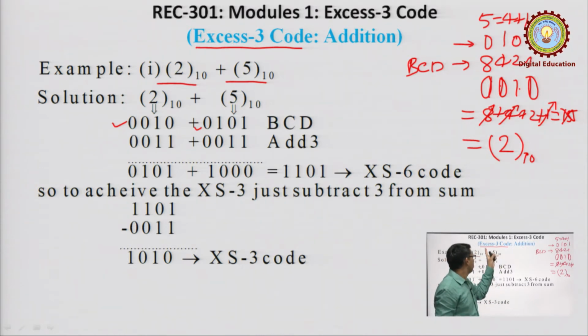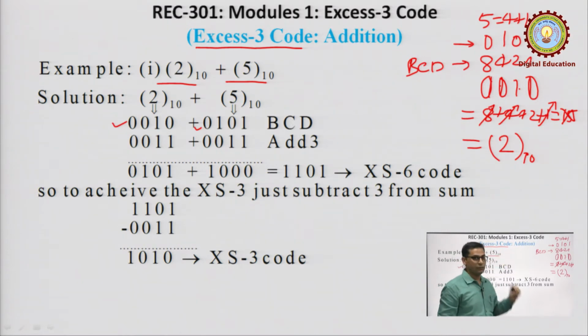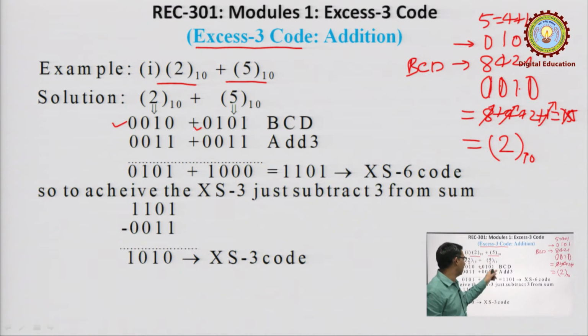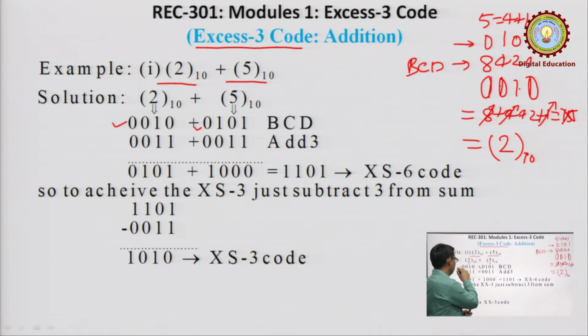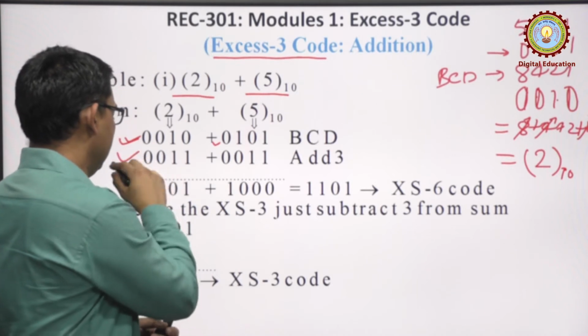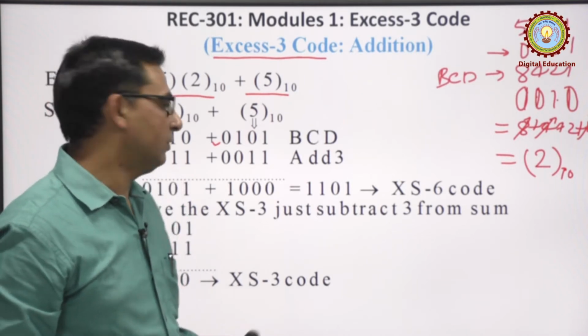Now, as per the question, we want to add the numbers 2 and 5 using XS3 code. So we have to convert both numbers into the XS3 code. To convert a number from BCD to XS3 code, we have to add the binary equivalent of 3 to both the numbers separately. For example, to convert 2 into the XS3 code, this is the BCD code and this is the binary equivalent of 3, so we can add 3 here.